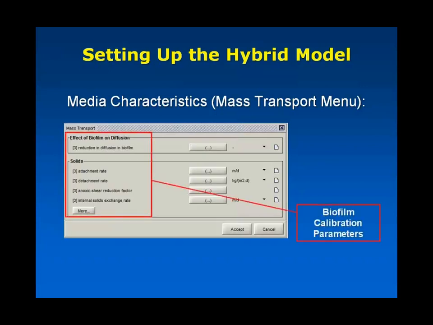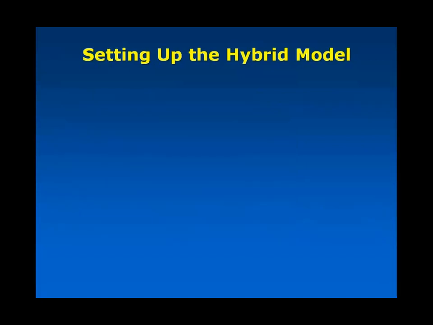So these biofilm calibration parameters are generally ones you don't need to change. When I'm giving courses on how to calibrate our models, I recommend you leave all these at their default values to start with. If you have evidence, or if you know your plant well and you know that shear is a real issue for you, this mass transport menu is where you would come to make that change.